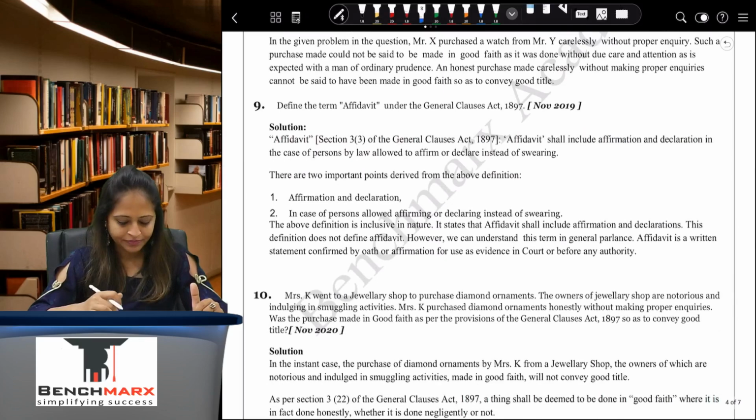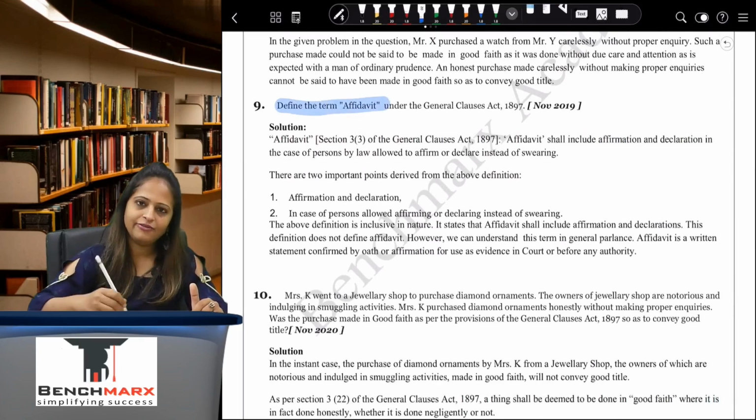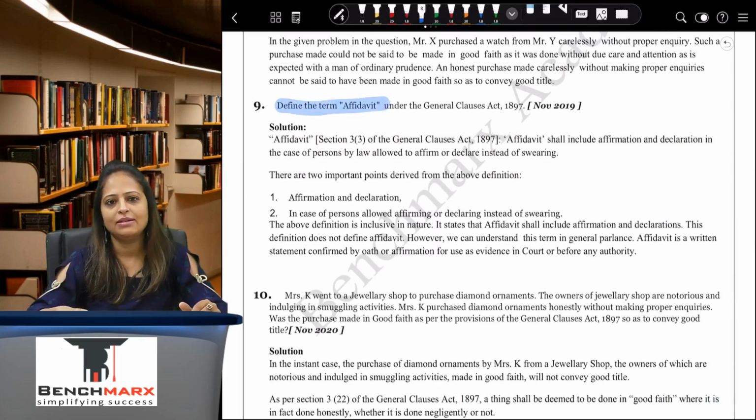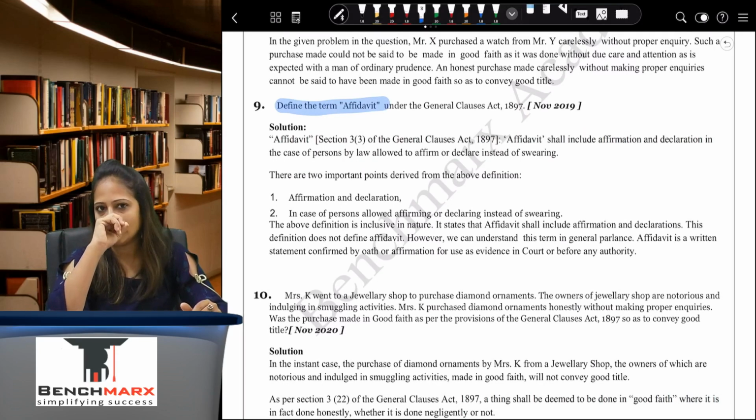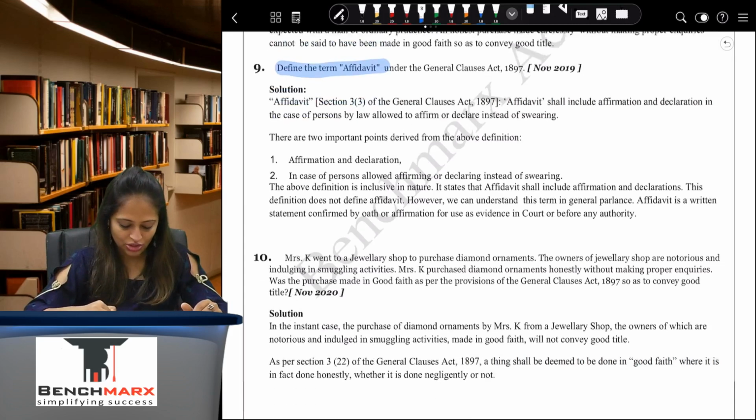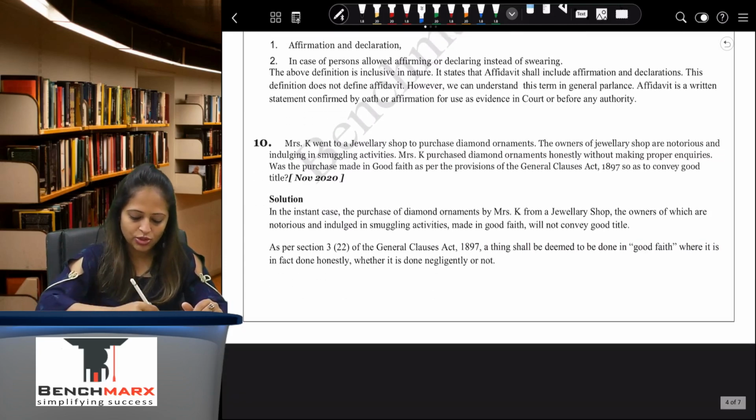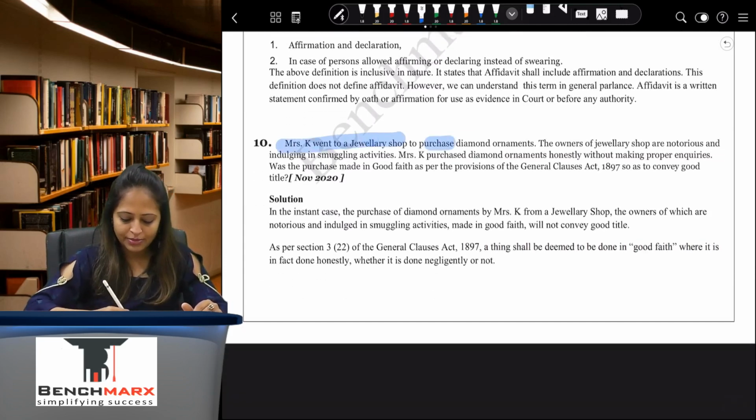Define the term affidavit. Affidavit, oath, swear, all have the same definition. So if you learn that one definition, you can answer all the three definitions together if asked in the examination. Mrs. K went to a jewelry shop to purchase diamond ornaments.